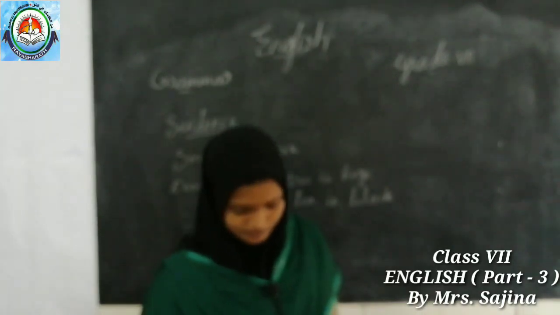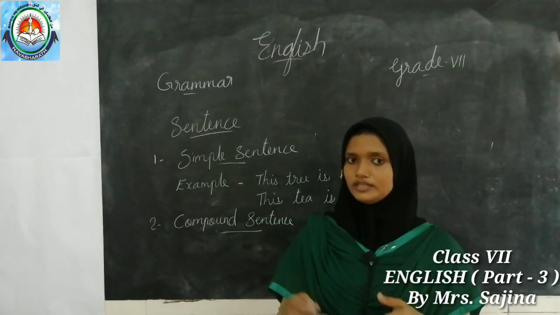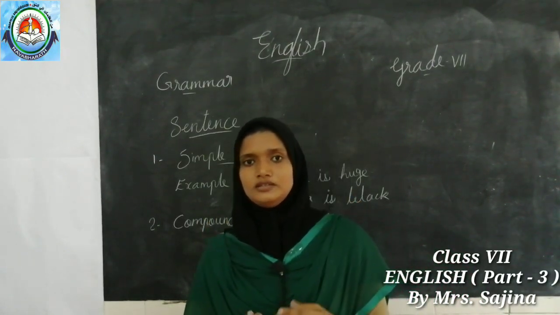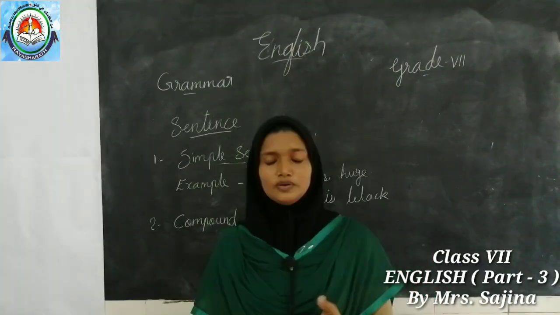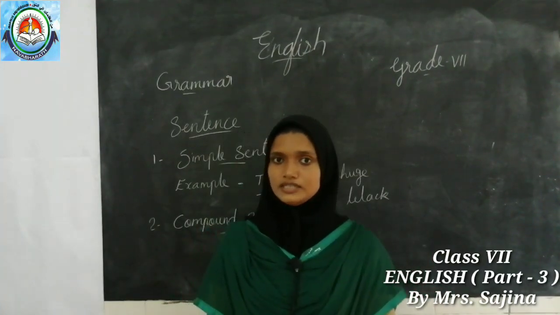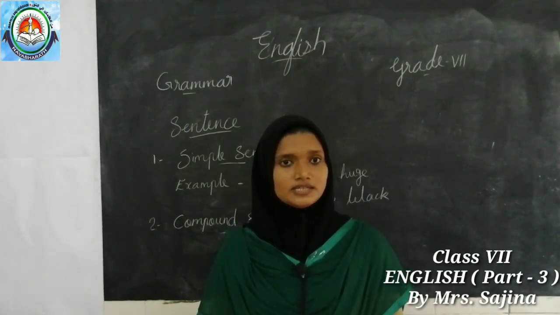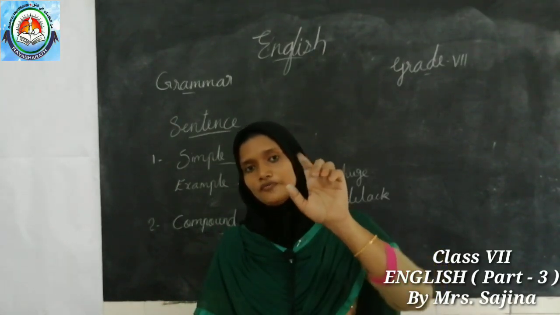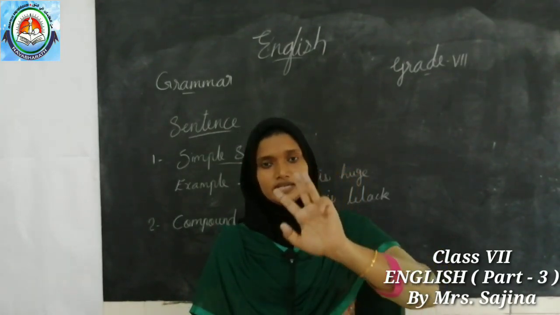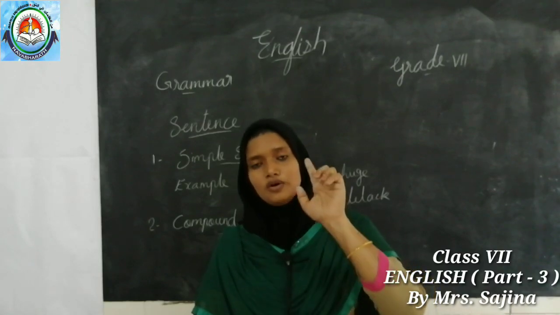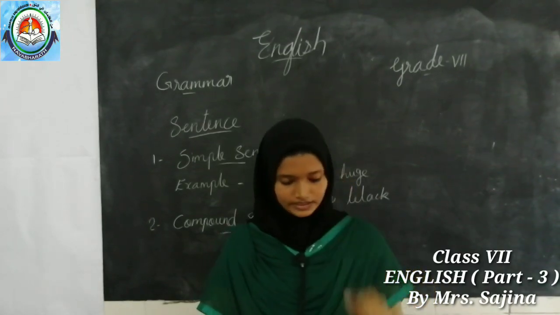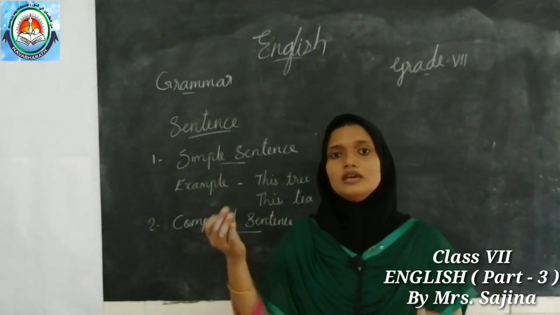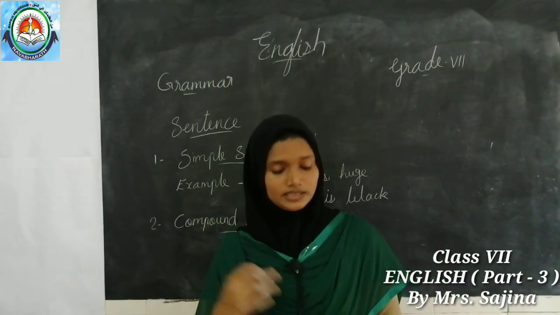Compound sentence. A sentence which has more than one main clause joined by conjunctions is a compound sentence. Okay. Are you familiar with conjunctions? What are conjunctions? Conjunctions are and, but, so, for, nor, yet, still, also, only, either or, neither nor. Okay. These are conjunctions. In compound sentences we can see sentences are joined by conjunctions.